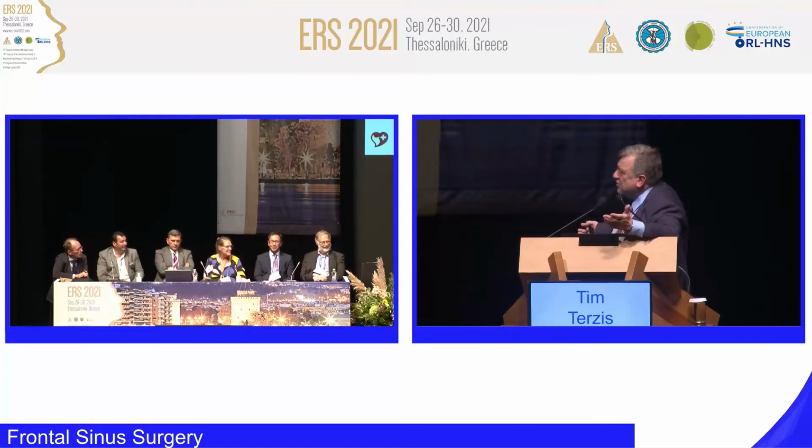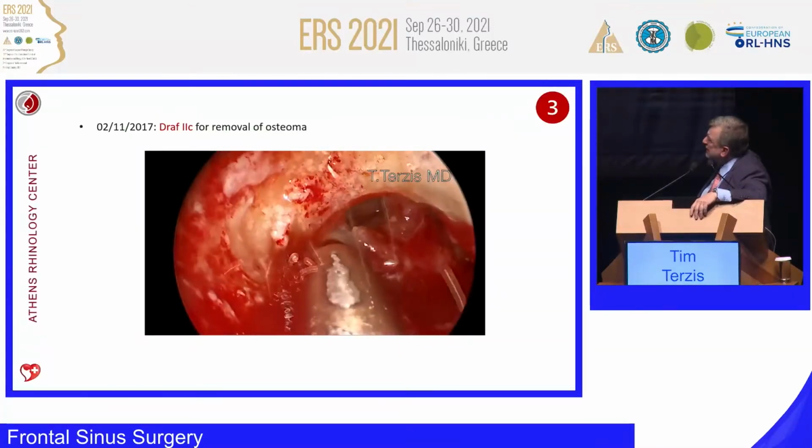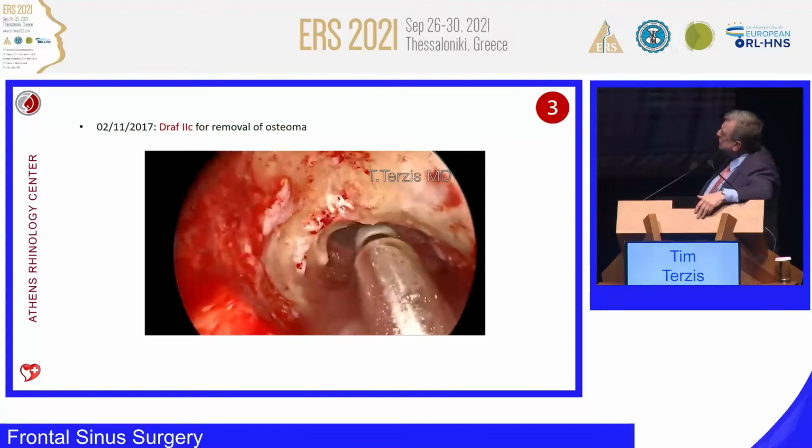I didn't want to do surgery because I thought that the pain had nothing to do with the osteoma. But then I thought again, I have a patient in real pain, going from doctor to doctor, consuming all possible medicines with no result at all, and the pain was getting worse and worse. And I decided to operate. So I did a Draf 2C, which is an extended Draf 2B.